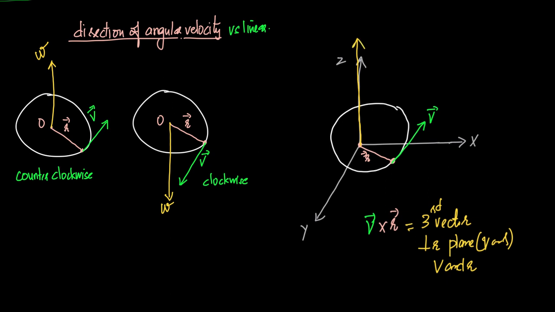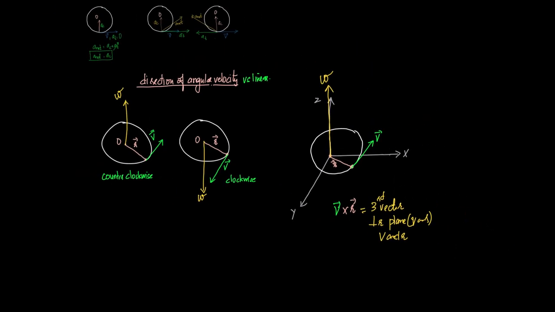Now what is perpendicular to the plane containing? What is the plane? The plane is the xy plane. So if a vector is perpendicular to the xy plane, how should it be directed? It should move along the z axis, and that is how we get the omega vector like this. Okay, so that's it with the direction of angular velocity and linear velocity.